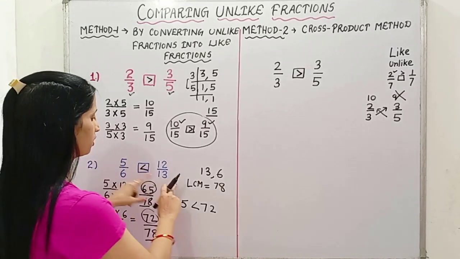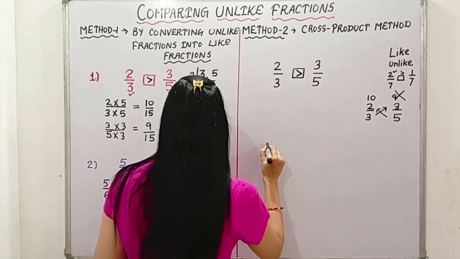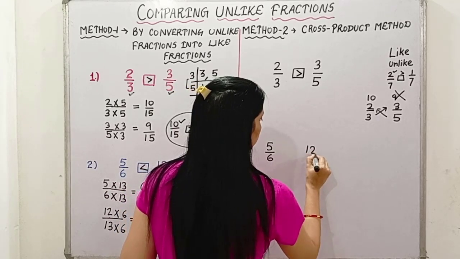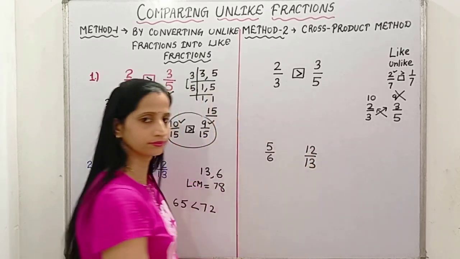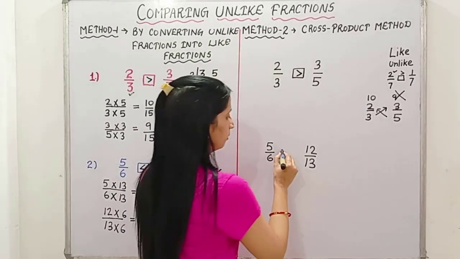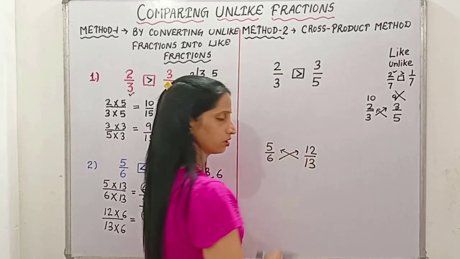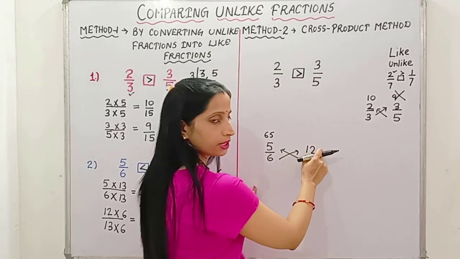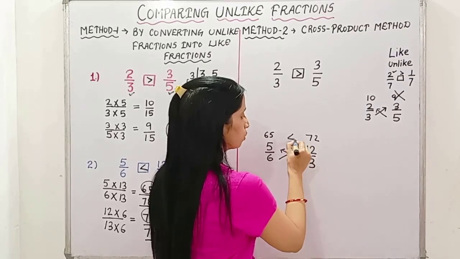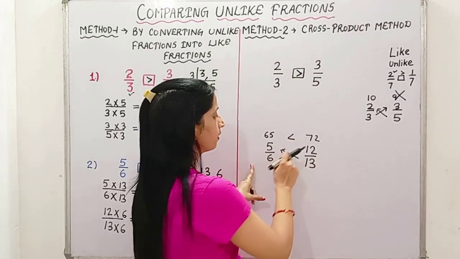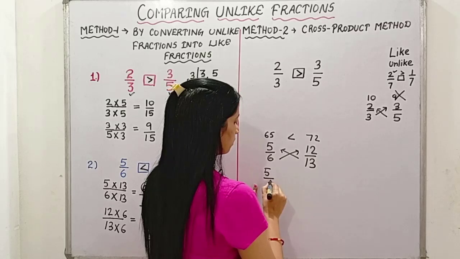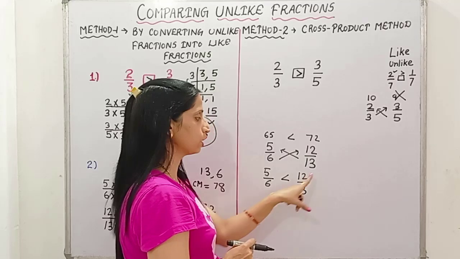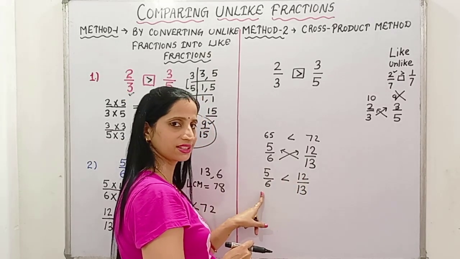Okay, the same question. Now let's do it by the cross product method. 5 upon 6, 12 upon 13. Okay, cross product. Make these arrows like this. Cross. 13 fives are 65. 6 multiplied by 12, 72. So 72 is greater than 65. Hence 5 upon 6 will be less than 12 upon 13, or we can say 12 upon 13 will be greater than 5 upon 6.